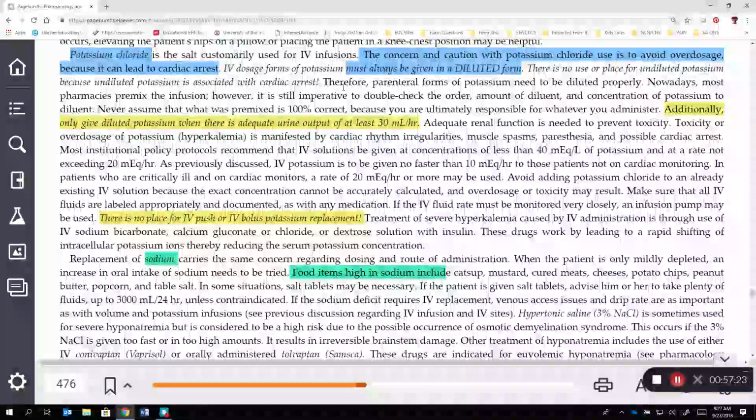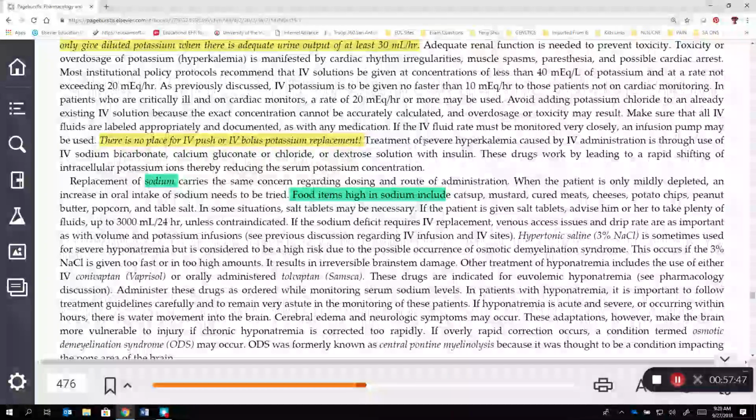The concern and caution with potassium chloride is always to avoid overdosage. IV forms must always be given in a diluted form. There is no use or place for undiluted potassium to be given IV push or bolus, ever. You need to have adequate urine output in order to excrete the potassium and maintain some homeostasis. It says it again here, there is no place for IV push or IV bolus potassium replacement. So I think that can't be said enough.